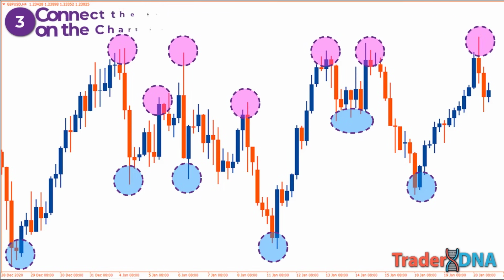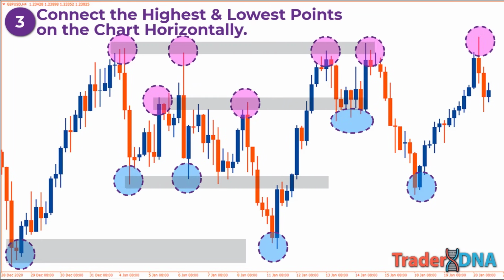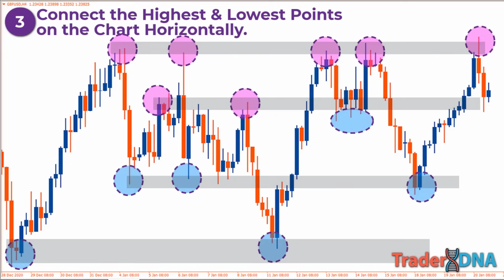Step 3. Connect the highest and lowest points on the chart horizontally. The final step in drawing support and resistance areas is to connect the highest and lowest points you've identified with a horizontal rectangle. This rectangle will become your main support and resistance area. The areas you draw don't have to be exactly at one highest or lowest point you've identified. So, whenever you can connect two high or low points, add a horizontal rectangle. Once you complete this process, you can be confident that the rectangle represents a clear support and resistance area that's accepted by all the major traders active in that market.